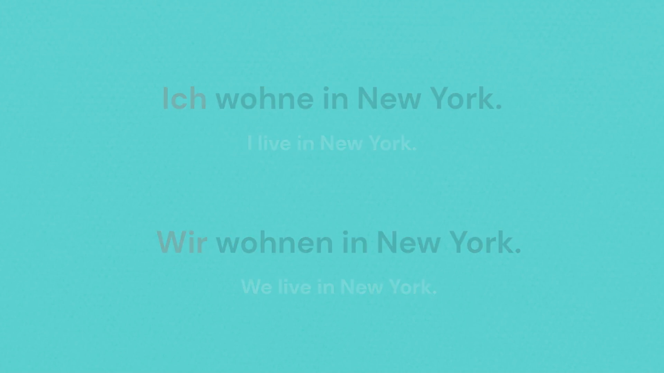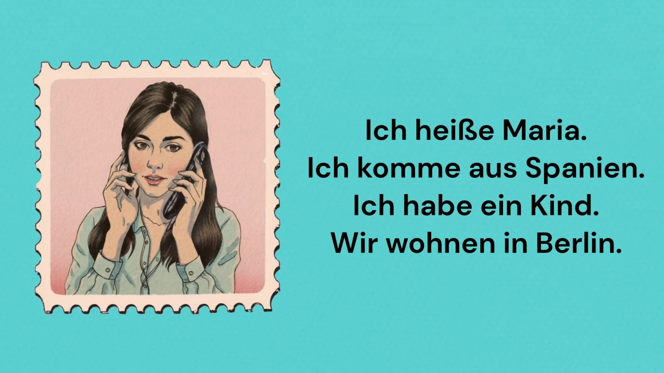Let's look at another example. Try to concentrate on the use of the pronouns ich and wir. Ich heiße Maria. Ich komme aus Spanien. Ich habe ein Kind. Wir wohnen in Berlin. Maria is talking about herself, hence using the pronoun ich. As soon as she talks about herself and child, she uses the first person pronoun in plural, wir.